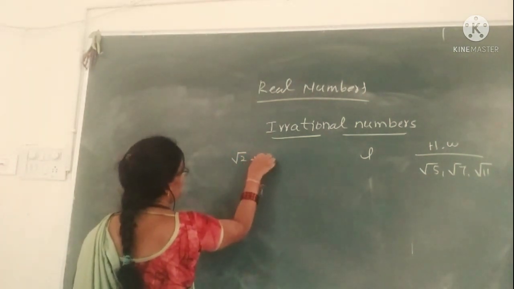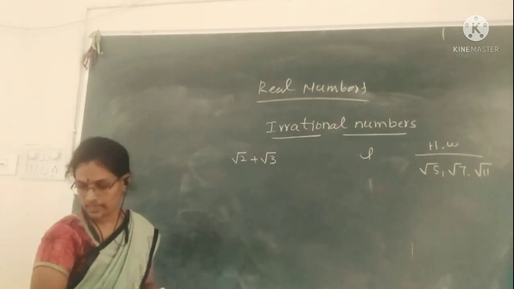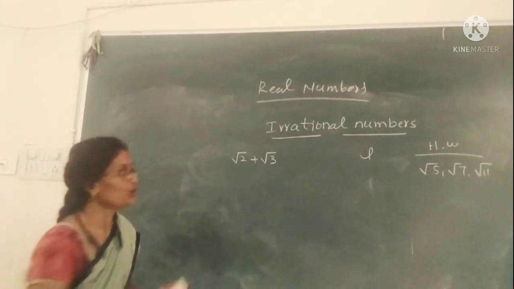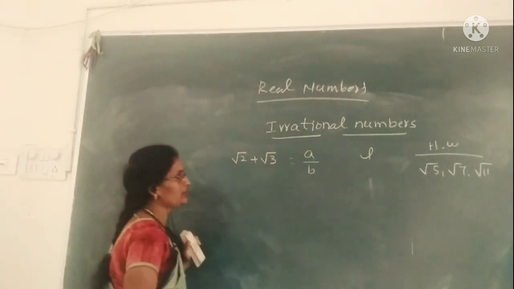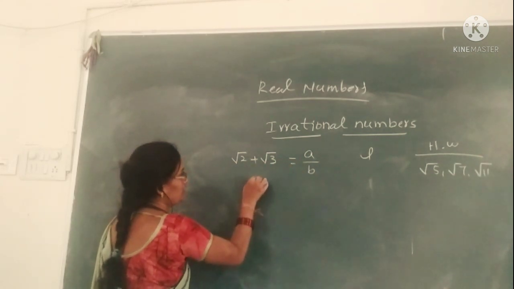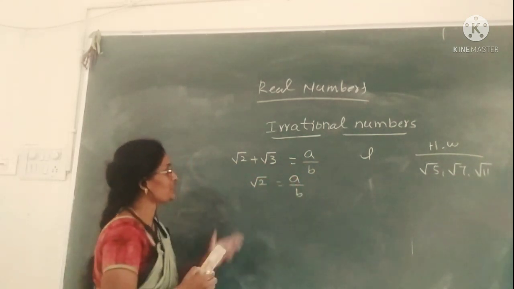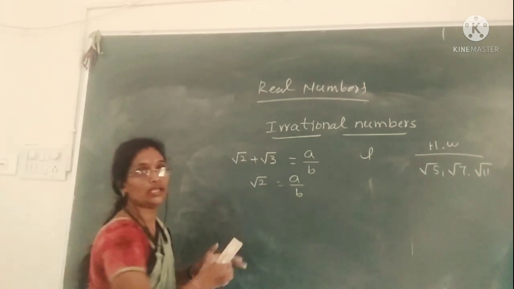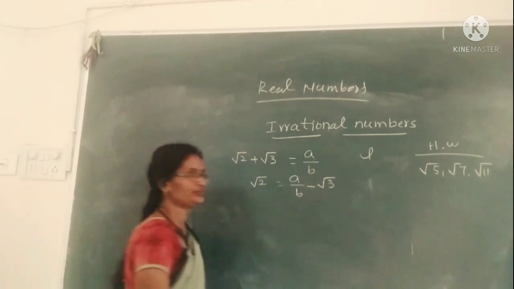Root 2 plus root 3. Let us assume root 2 plus root 3 is a rational number, so we can write it as a by b. Then root 2 is equal to a by b minus root 3, transferring the root 3 to the RHS.